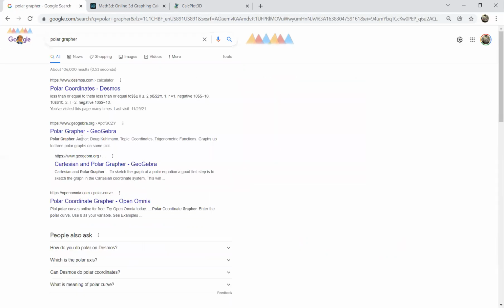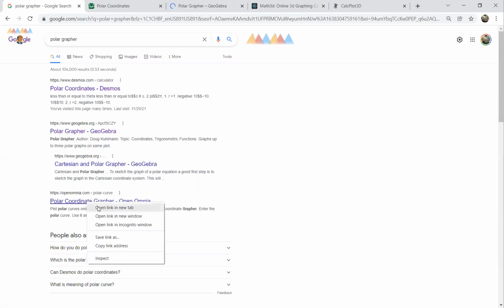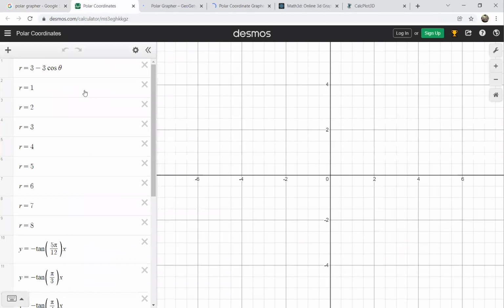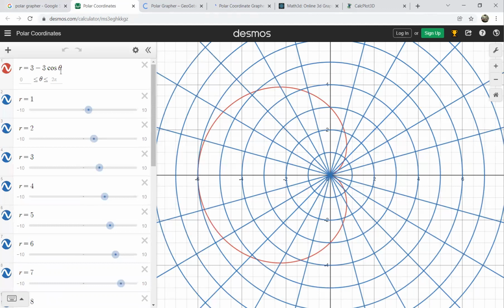Using Desmos, GeoGebra, and other websites, you can check it every day. We get different free websites helping us to graph different polar coordinate equations. Well, if you just go to Desmos, you have a lot of different polar equations. Polar equation r equals 1, r equals 2, r equals 3, r equals 4, r equals 5, r equals 6, another polar equation r equals 3 minus 3 cosine theta, and many more.